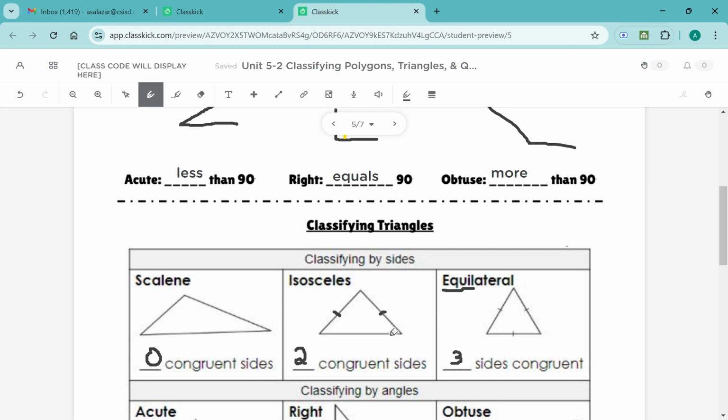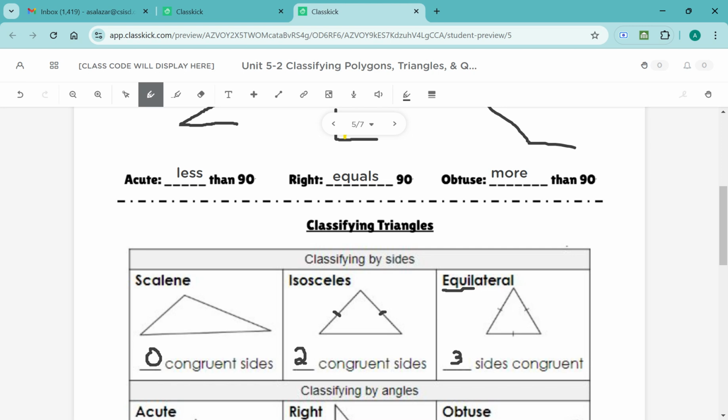So again, this is classifying triangles. If you look at a triangle and it has zero congruent sides, it's called a scalene triangle. If it has two congruent sides, it's called isosceles. And if it has all three congruent sides, you're going to say it's equilateral. Okay, now that's one way we can give a name.